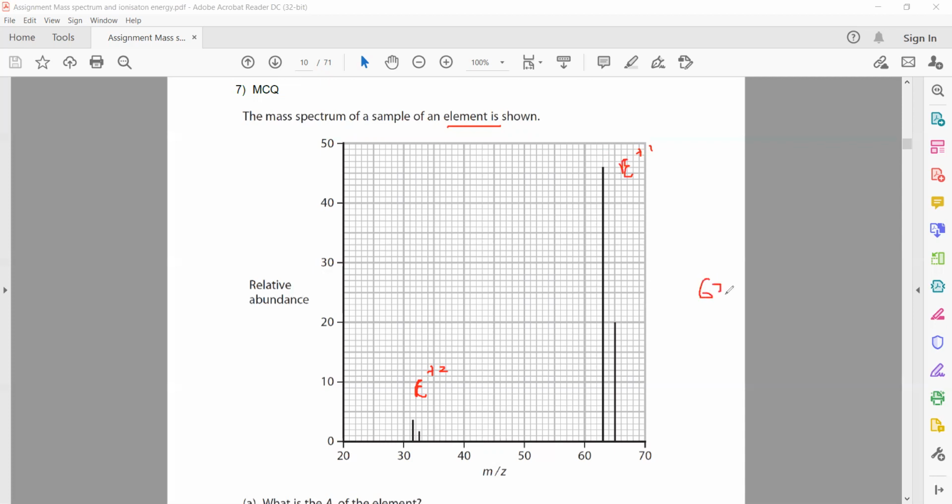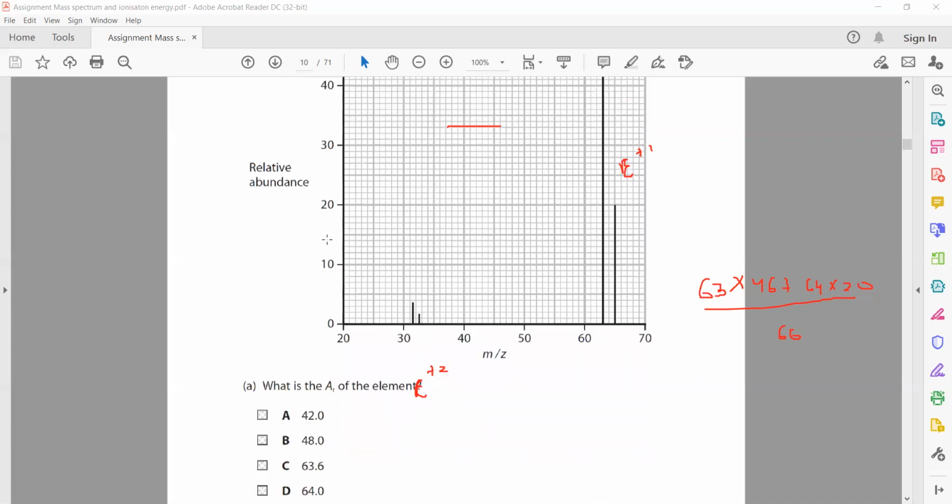So this is 63 multiplied by the height, which is 46, plus 65 multiplied by the height, which is 20, and divided by 46 plus 20, because we divide by the sum of the relative abundance. So what will be our right answer? It will come out as 63.6. Is it clear?